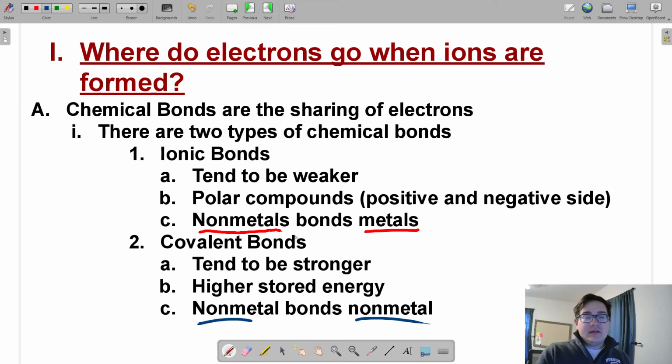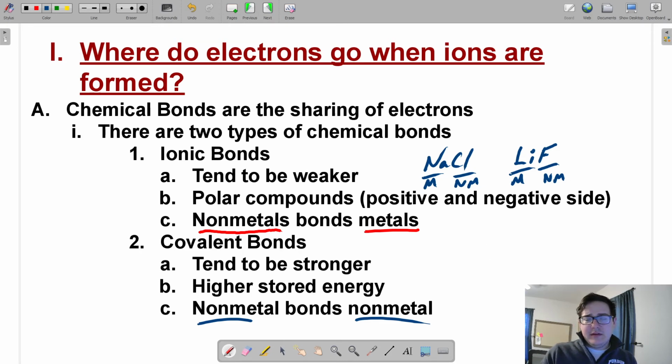Examples of ionic bonds could be something you already know, which is NaCl, table salt or sodium chloride. Another one is lithium fluoride, LiF. We're going to talk about the naming of these ionic compounds. What we notice is that sodium is a metal and chlorine is a nonmetal, lithium is a metal and fluorine is a nonmetal. So we have metal and nonmetal, and we can see that these would be ionic bonds.